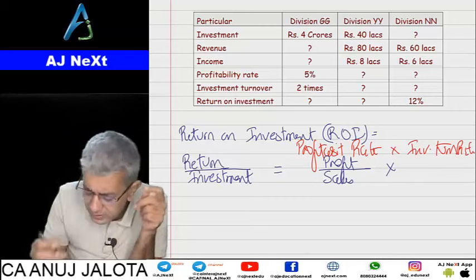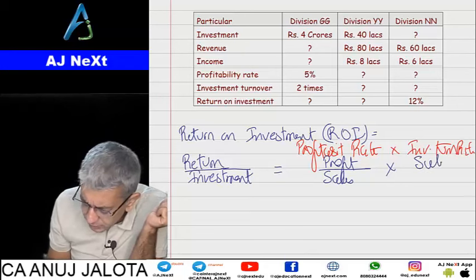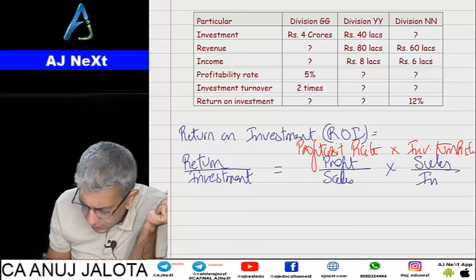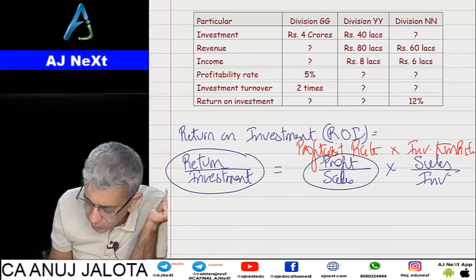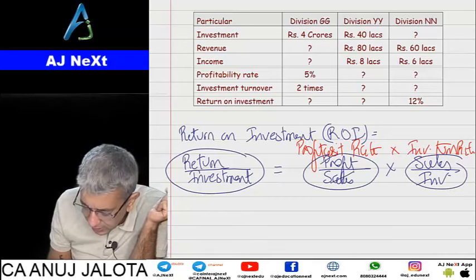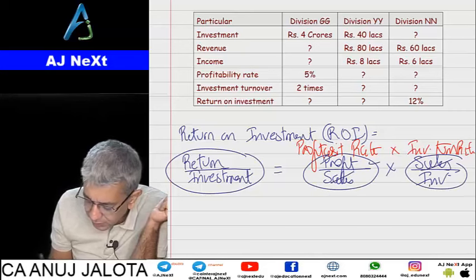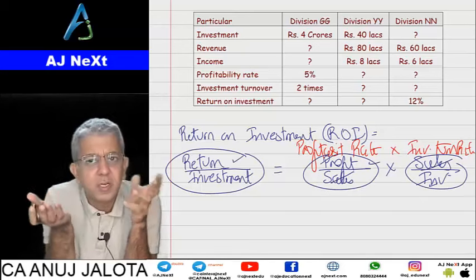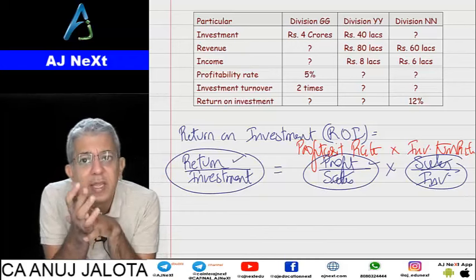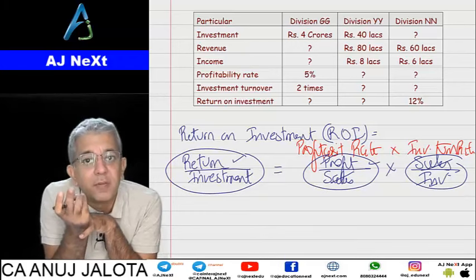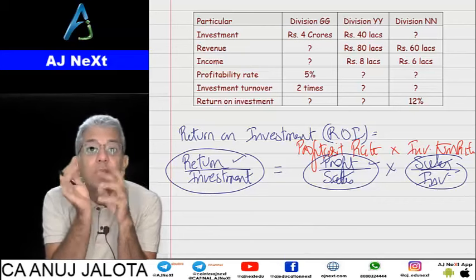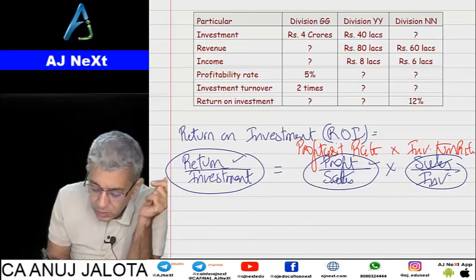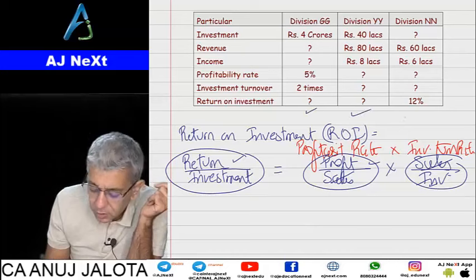And investment turnover rate, all your turnover ratios, turnover comes on top. So, turnover means sales. Sales divided by investment. I think this gets broken up into this and this. If you cut this and this, you will get profit upon investment. So profit means your returns only. So currently ROI, they are breaking it up into two parts, which are the profitability rate and the investment turnover rate. So therefore, they can try to find out how good the return on investment is.